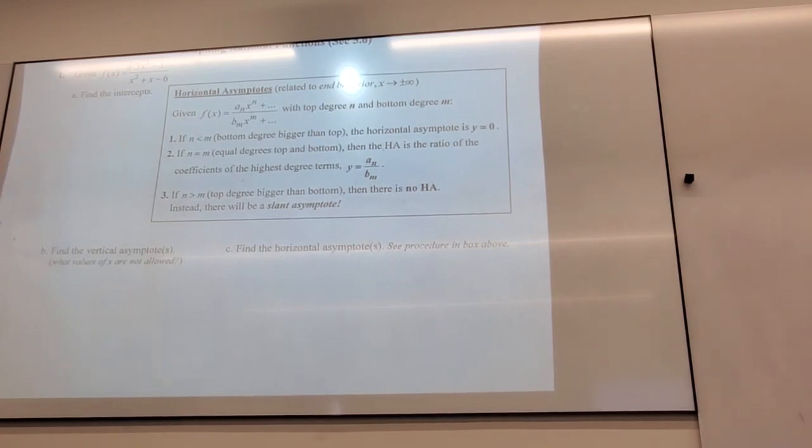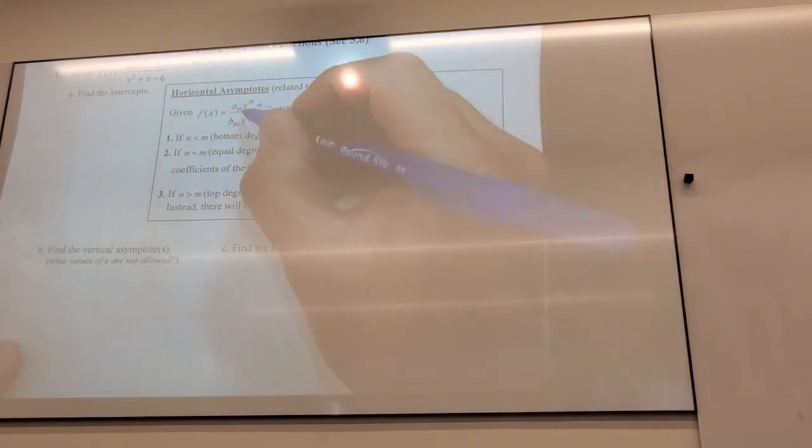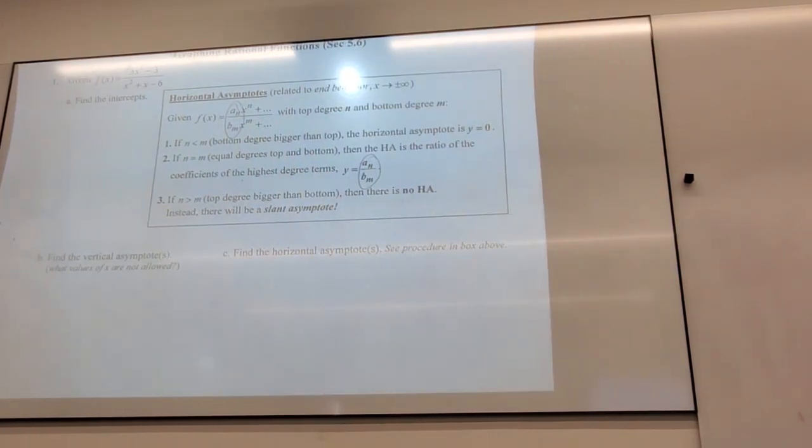If the degrees are the same, then it's just the ratio of the leading coefficients. You've got to be careful. That doesn't mean the first numbers. It means the numbers in front of my biggest degree term that might be out of order. Right?